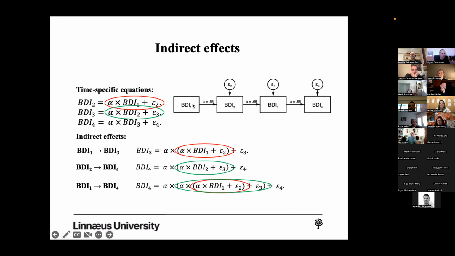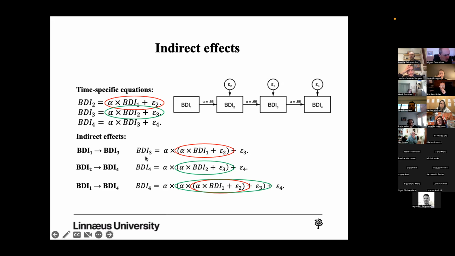Yes, and the indirect effects here, we can actually see them also in these mathematical equations just by inserting the equations into each other. So the indirect effect of BDI1 on BDI3, we can just use the equation for BDI3, the green one here. It's alpha times BDI2 plus epsilon 3, as I said before. But we take the equation for BDI2, the red one here, and we insert it inside here. And then we get this equation here.